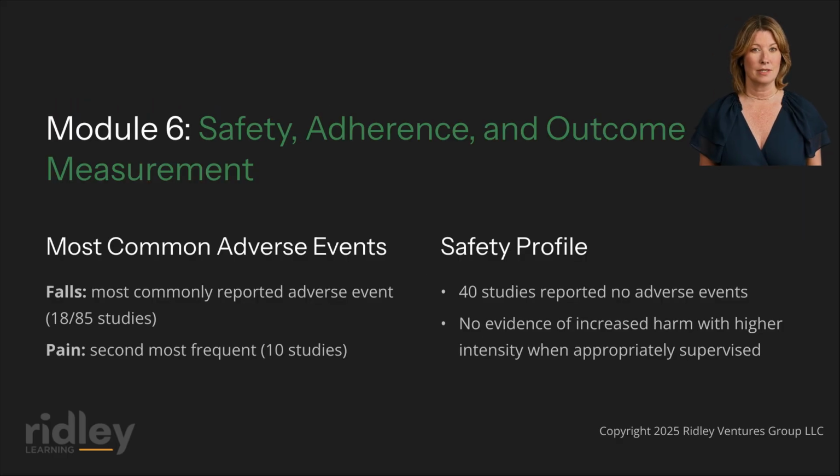We now move to Module 6, addressing safety, adherence, and outcome measurement. Falls represent the most commonly reported adverse event in exercise studies for Parkinson's disease and constitute a major safety concern for rehabilitation programming. Analysis of safety data from a comprehensive Cochrane review found that falls were documented in 18 of 85 studies that provided safety data, representing the most frequent adverse event category. Pain was the second most frequently reported event, documented in 10 studies. Despite these concerns, the overall safety profile of exercise interventions remains favorable, with 40 studies reporting no adverse events and no evidence of increased harm with higher intensity exercise when appropriately supervised.